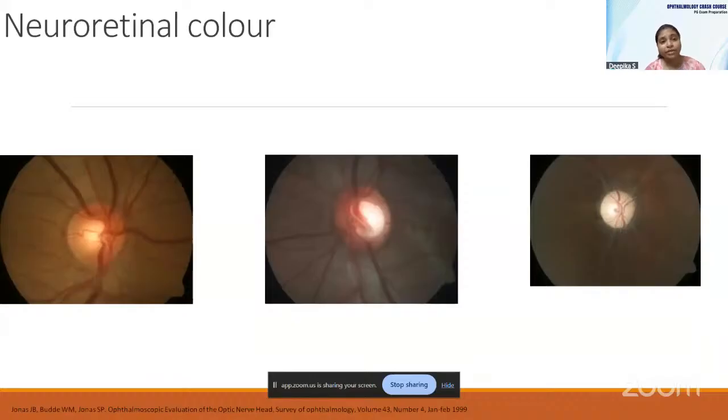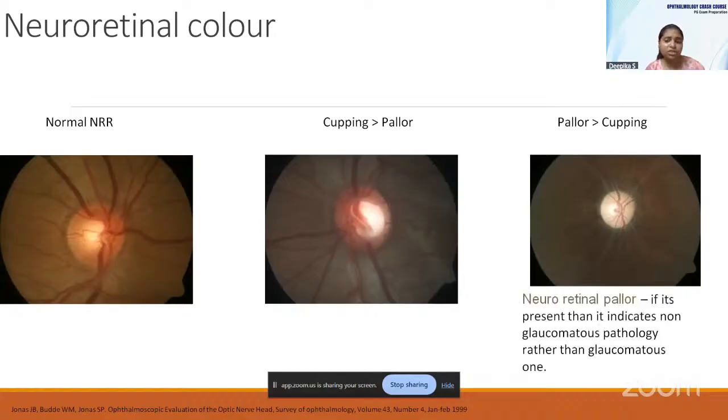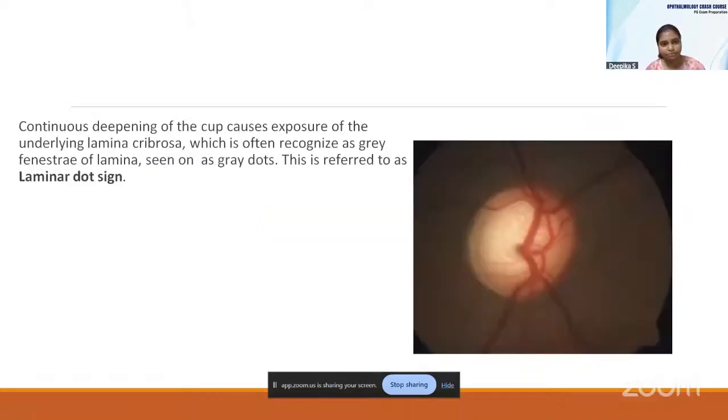Next, we look at the neuroretinal rim color. This is the normal neuroretinal rim color, which is pinkish to reddish in color. Sometimes with a large disc, the pallor is not there, and it is still pinkish and normal. The last image shows a more pale disc. Pallor is more than cupping. If you see such a disc, you should always suspect non-glaucomatous causes of optic neuropathy.